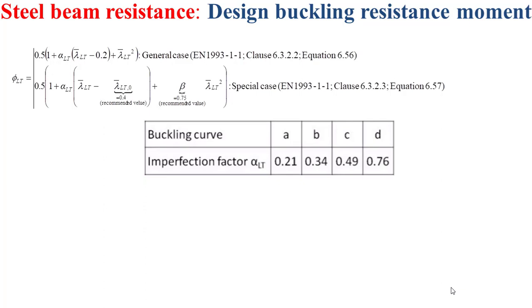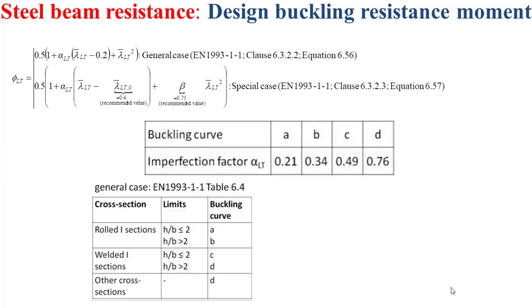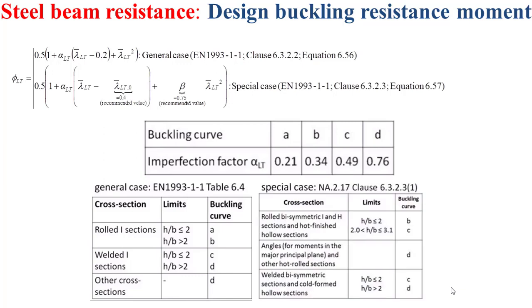And this buckling curve is determined in general case based on the table that you see now in this slide. And here for the limits column, h refers to the height of the cross section and b refers to the width of the cross section. And also in special case, we can determine the buckling curve based on the table that you see now in this slide. Also for the limits column, h refers to the height of the cross section and b refers to the width of the cross section.